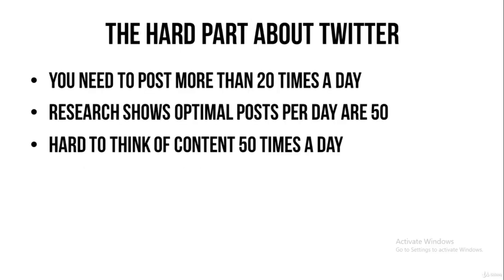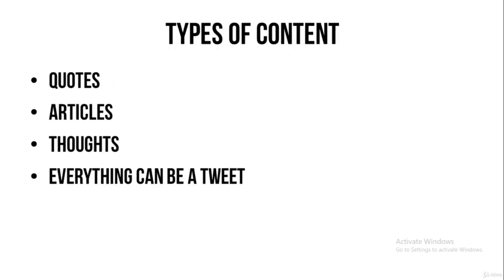You need to post more than 20 times a day. And actually, research has shown that the optimal number of posts per day on Twitter is 50. So it's hard. This is the hard part about Twitter. It's hard to think of content 50 times a day. You can post quotes, articles, thoughts. Everything can be a tweet. And you can also create more engaging content by creating polls and asking your followers questions and asking them to give their opinion. So this is a way.